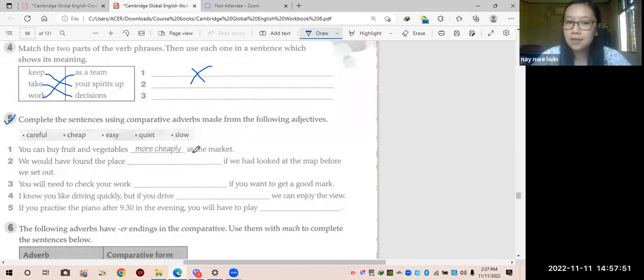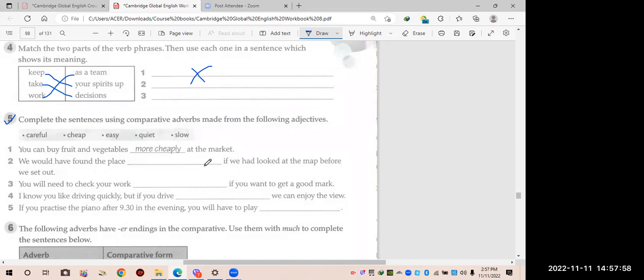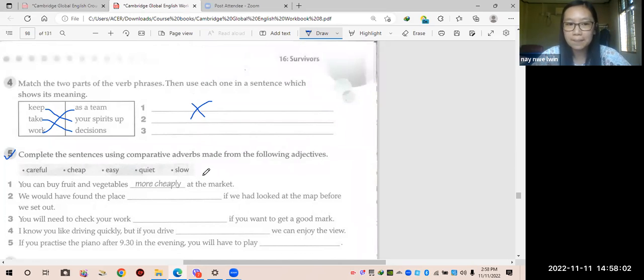Okay, so tell me the answer for number 2. We would have found the place more easily if we had looked at the map before we set out, right?